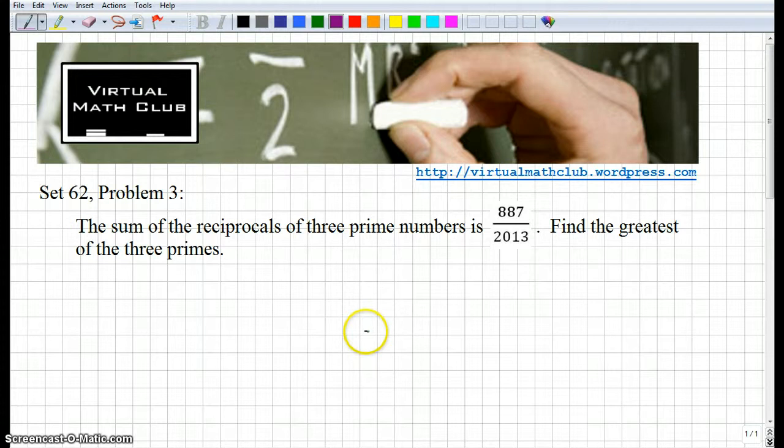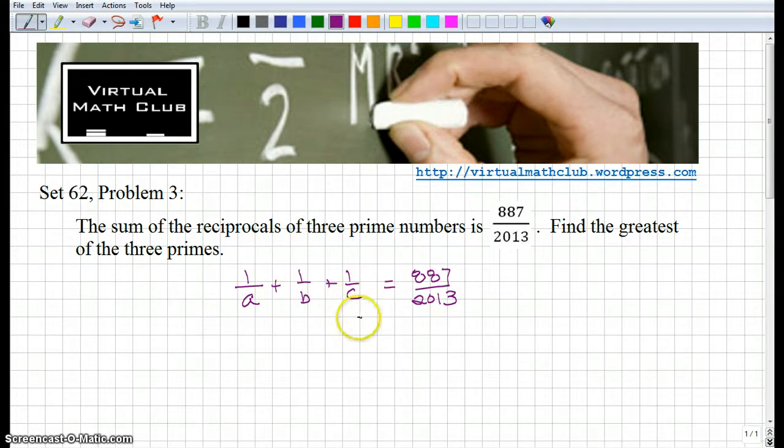Well, let's first of all just write this out in mathematical terms. So we know that this is the reciprocals of three prime numbers. I'm just going to call those three prime numbers A, B, and C. So what this is telling us is that 1 over A plus 1 over B plus 1 over C is equal to 887 over 2013. Okay, so the sum of the reciprocals of three prime numbers, and A, B, and C are the prime numbers.